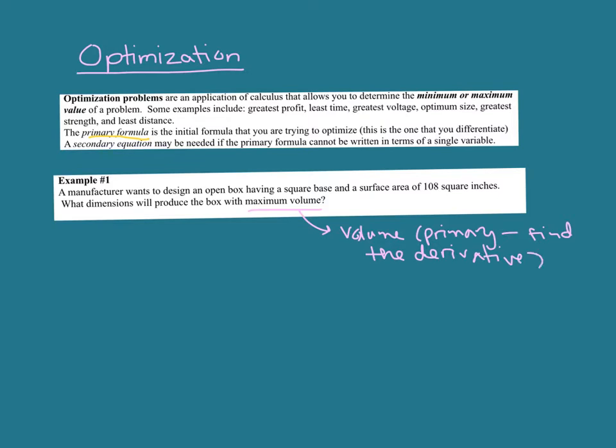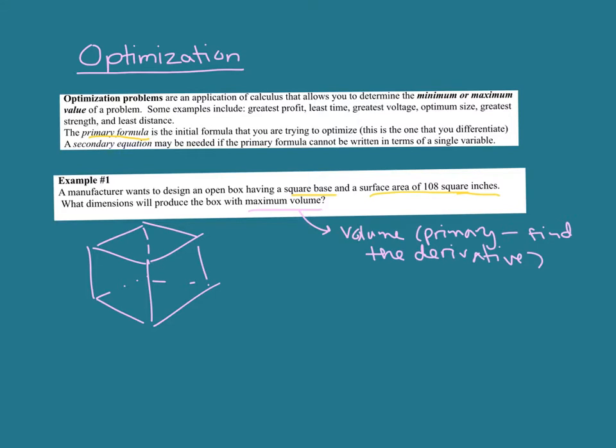So we're going to find a volume equation, and then we're going to find the derivative of this volume equation. For this type of problem, I think it's a good idea to start by drawing a picture. It looks like they don't give us a lot of information, but they actually tell us enough so that we can actually solve it. So I'm going to draw a box. And we know that the box is an open box and that it has a square base. So that doesn't really look like an extremely good box, but hopefully you get the idea. So we have a square base and we have a surface area of 108 square inches.